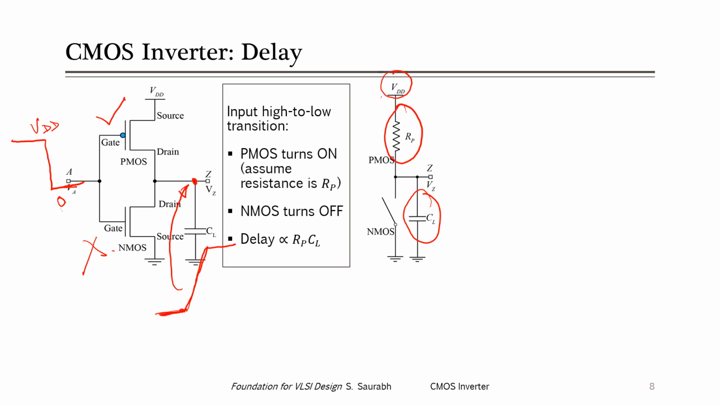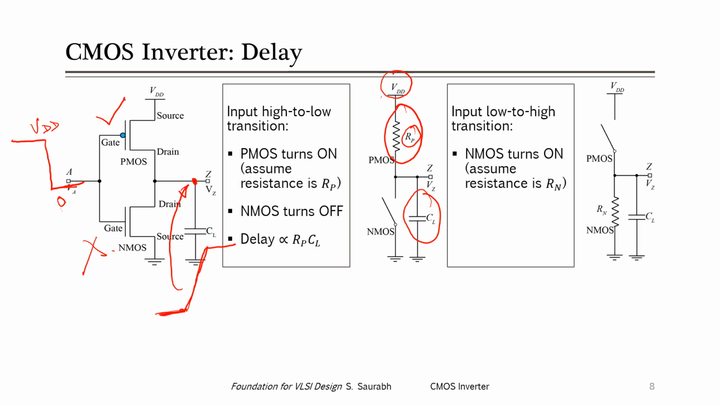RC here is the time constant, right? So the time constant is RC, and R is RP, the resistance of the PMOS in the inverter, and C is the load, or CL in this case. So to a first approximation, the delay will be proportional to the resistance of the PMOS and the load at the output, right?